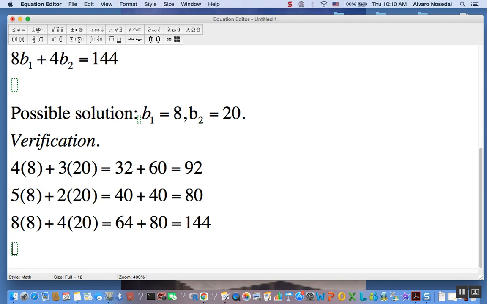Now, the most important difference between the example we just solved and the problems that we will encounter in this course, meaning linear regression, is that regression problems do not have an exact solution. We will have to settle for a best solution.